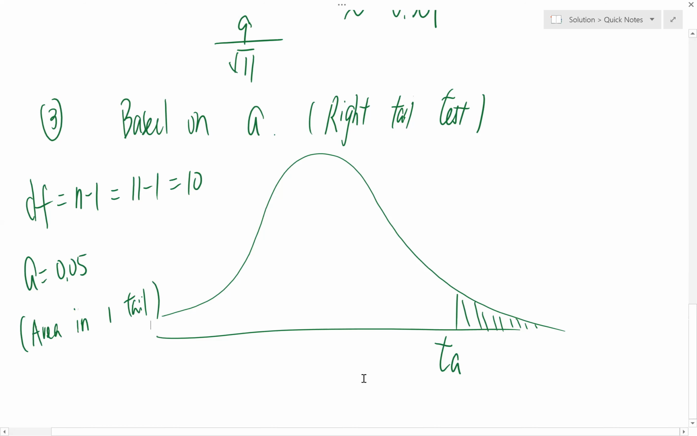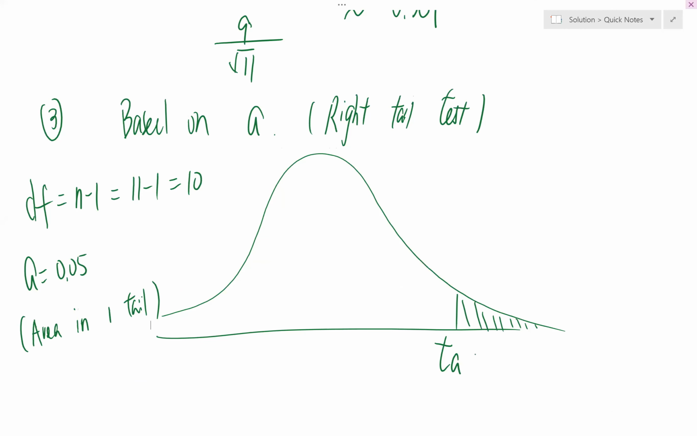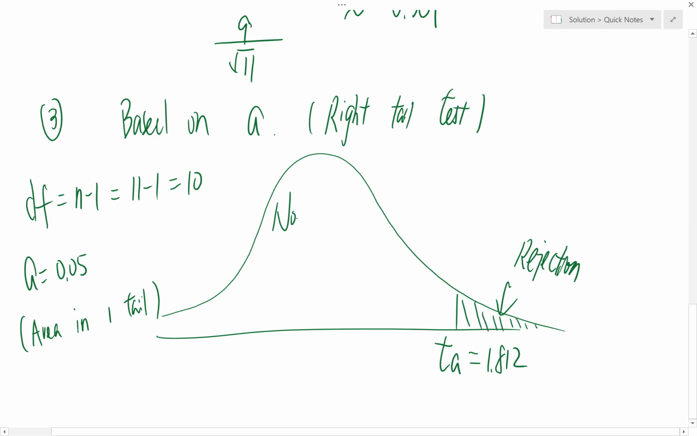Okay. Now one more time, let's go back to table A2. Degree of freedom 10, and area in one tail 0.05. The critical T-score is 1.812. Okay, so we find the critical T-score 1.812. All right, so this is the rejection region, and this is the non-rejection region.